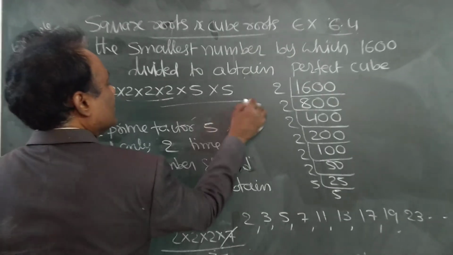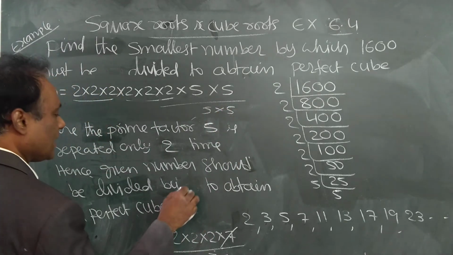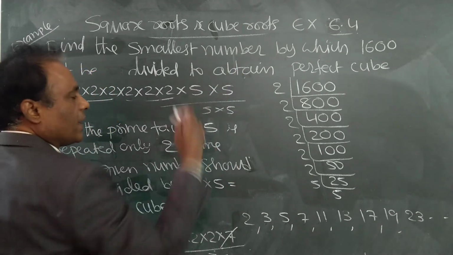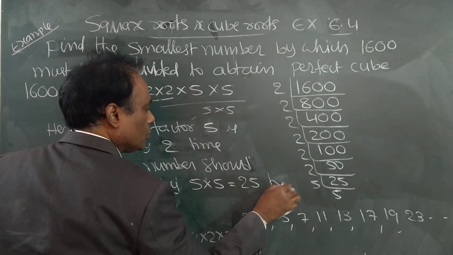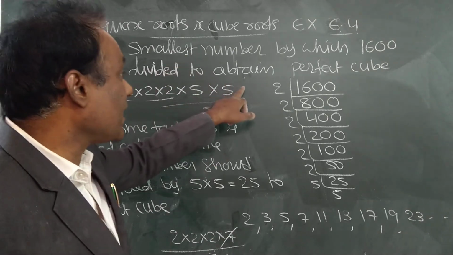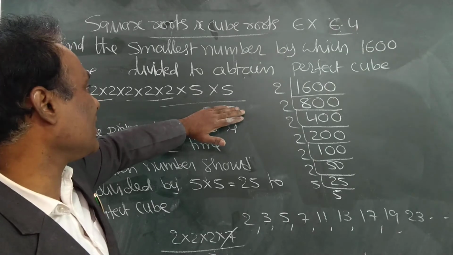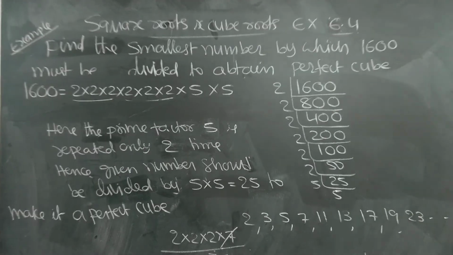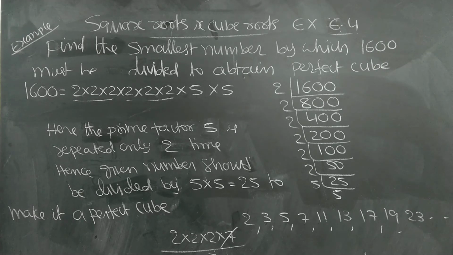Divide by 2 fives, so divided by 5 into 5, that is 25, to make it a perfect cube. That's all. So multiplied means 5, divide means 25. So the 2 fives will get cancelled. Remaining part will become a perfect cube. Write down, students. This is one example problem I solved for practice.